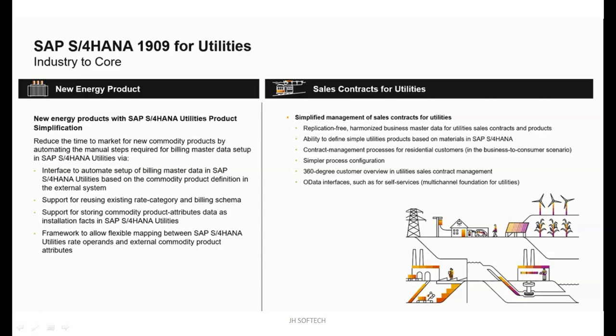Simplification: reduce the time to market for new commodity products by automating the manual steps required for billing master data setup in the SAP S/4HANA utilities via the interface, to automate setup of billing master data in SAP S/4HANA utilities based on the commodity product definition in the external system. Support for reusing existing rate category and billing schema, support for storing commodity product attributes data as installation facts in SAP S/4HANA utilities, and a framework to allow flexible mapping between SAP S/4HANA utilities rate operands and external commodity product attributes.